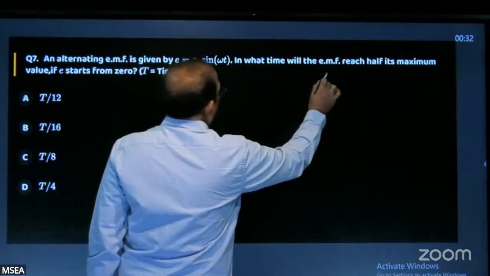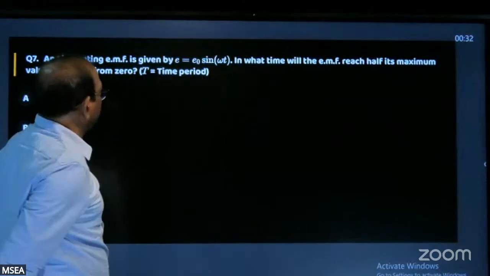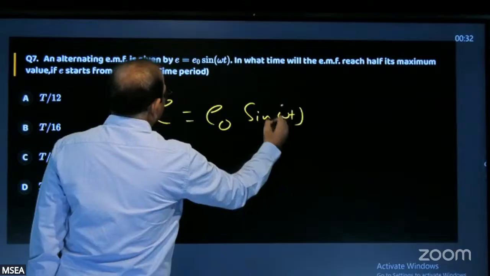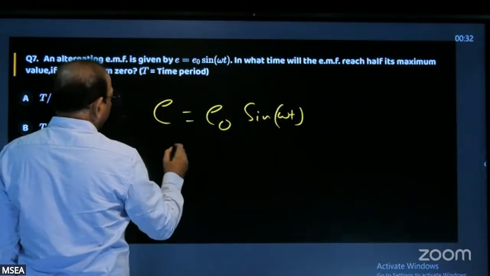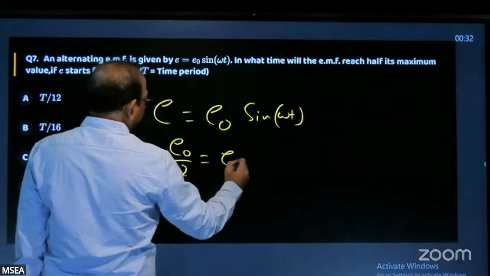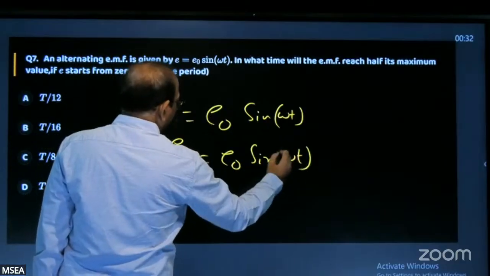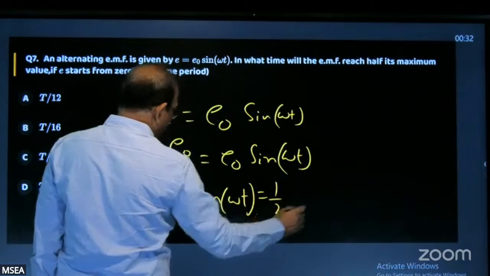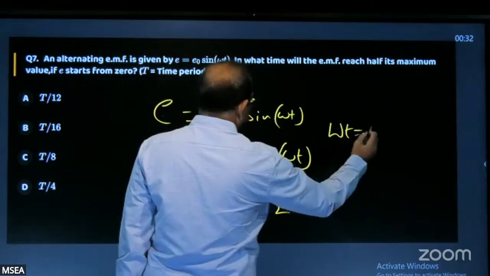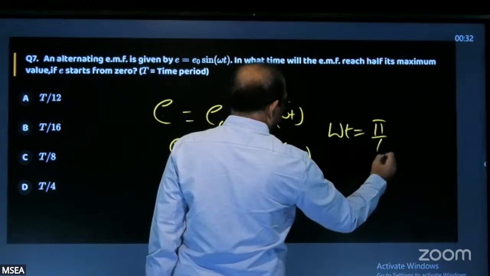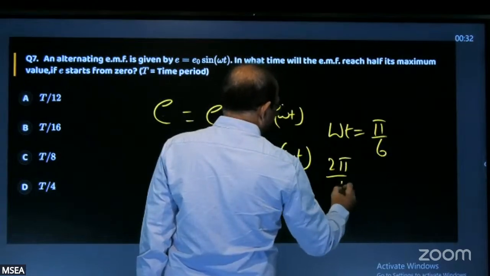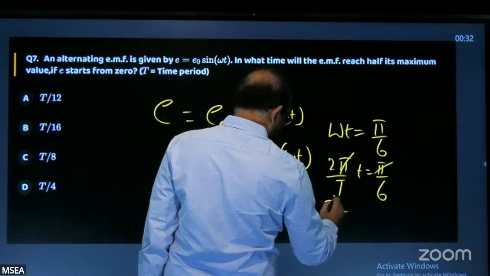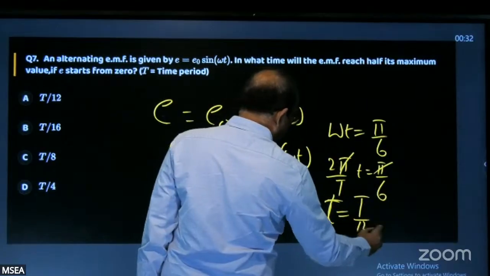E equals E naught sin omega t. In what time will the EMF reach half of its maximum value? E equals E naught sin omega t, the instantaneous EMF. At what time will E become E naught by 2? E naught cancels, sin omega t is 1 by 2. This means omega t must be 30 degrees, which is pi by 6. So 2 pi by capital T into small t is pi by 6. Pi cancels, and small t equals capital T by 12.